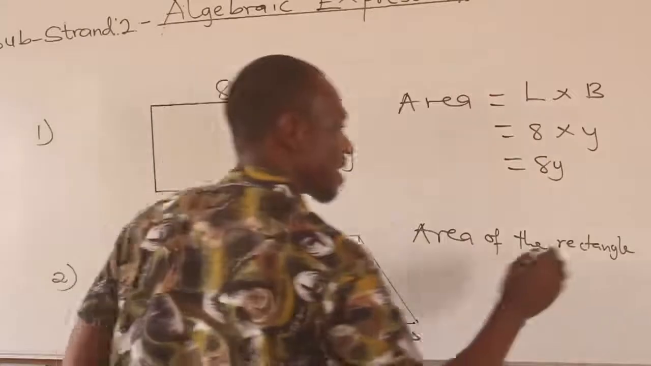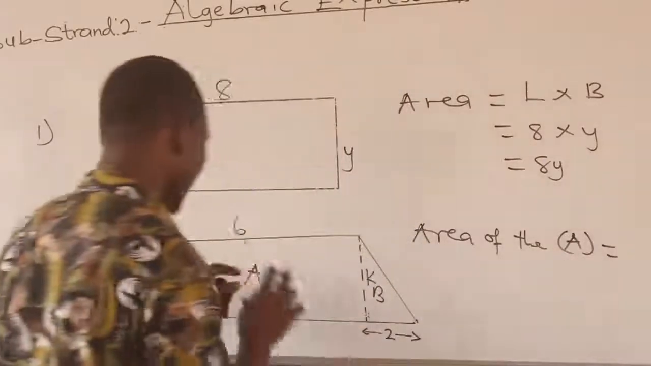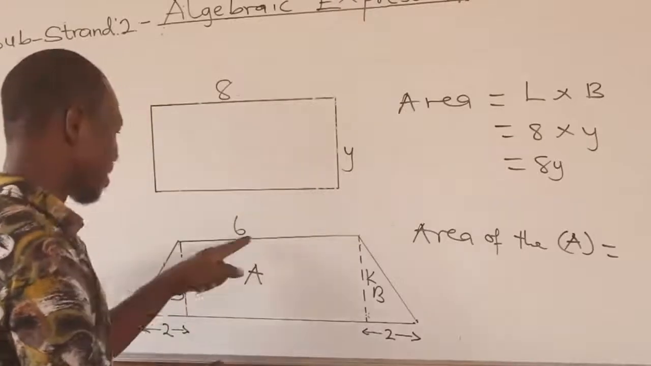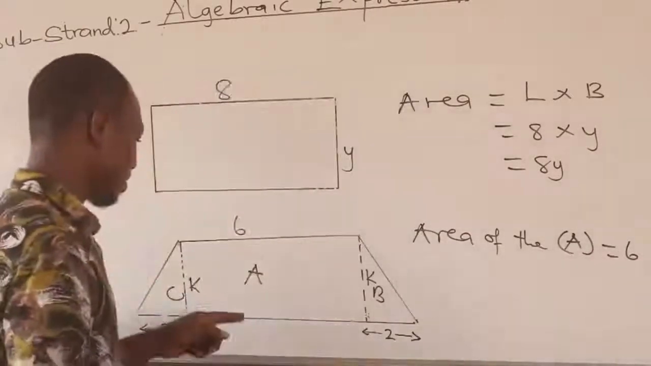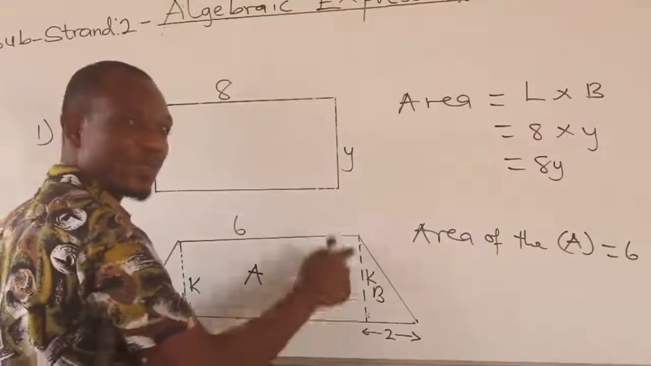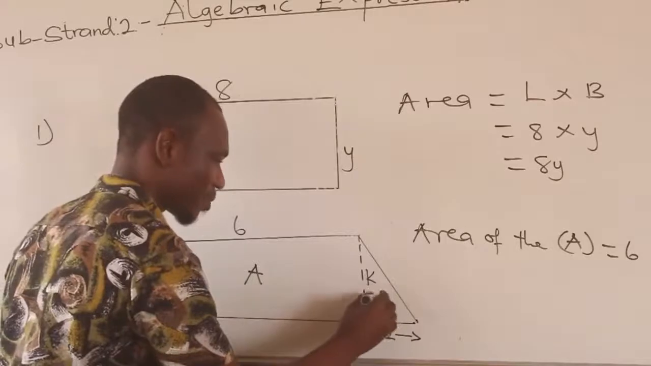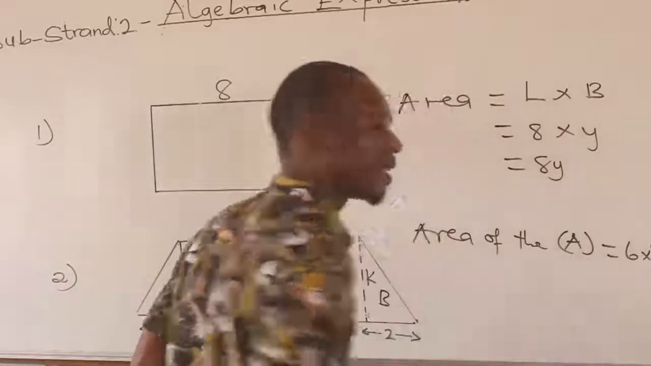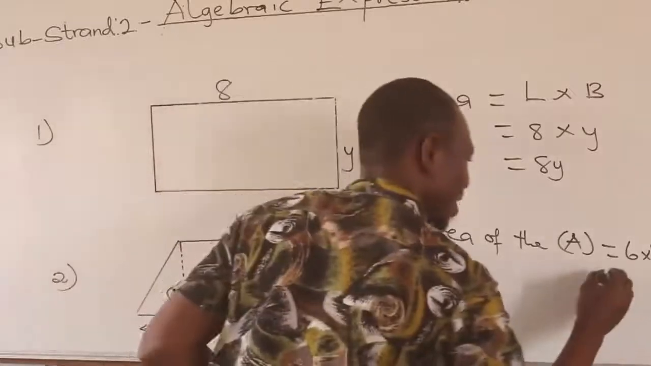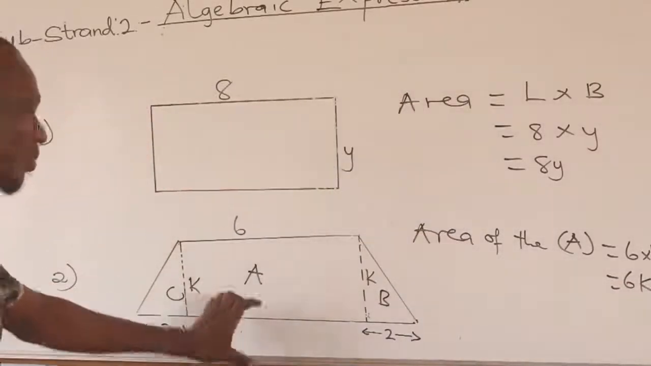So the area of the rectangle, which is A, and we know A is the rectangle. The rectangle has a length, so 6, we won't write the formula here. This is the length. And then the breadth is K. Remember, this is the breadth. So 6 times K. Are you getting it? So we have 6K. Now we are done with A.